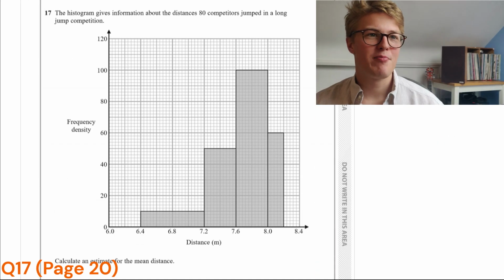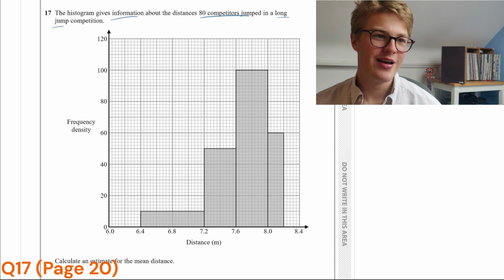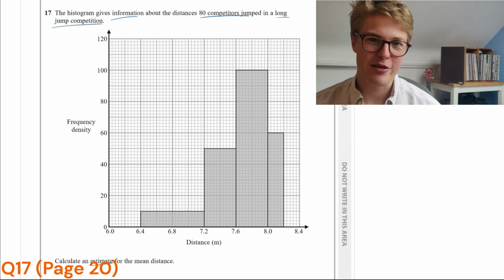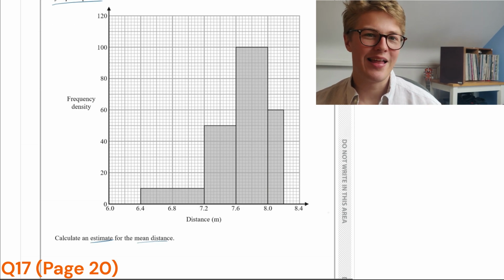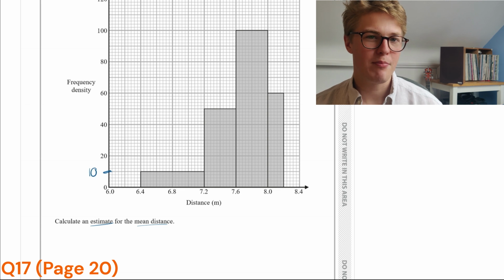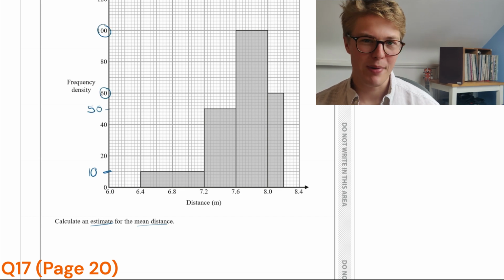The histogram gives information about the distances 80 competitors jumped in a long jump competition. Calculate an estimate for the mean distance. So what we need to do is find the collective distance jumped by all of the long jumpers and then divide this by the number of competitors.